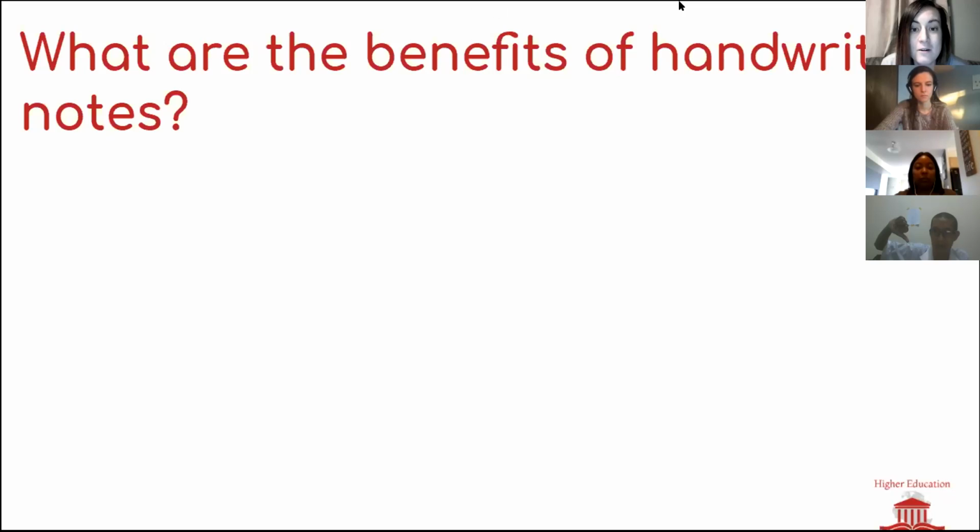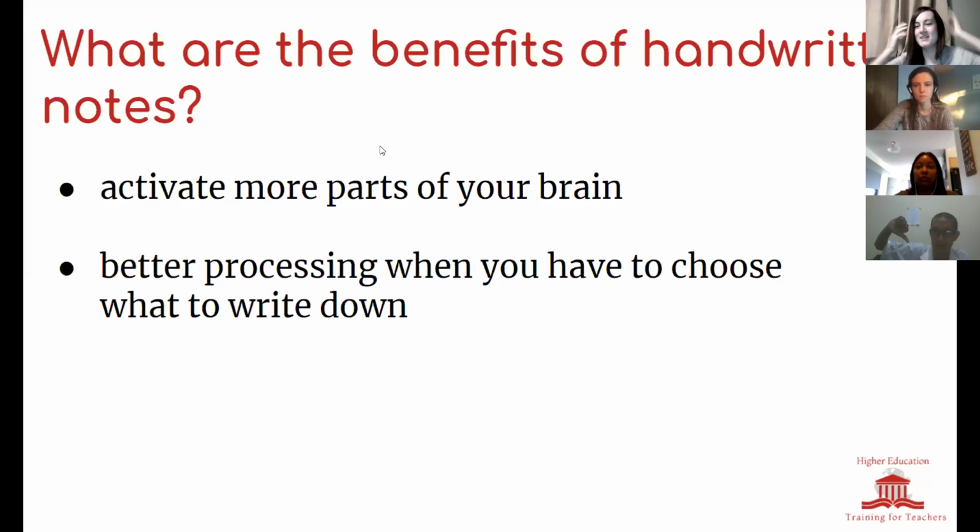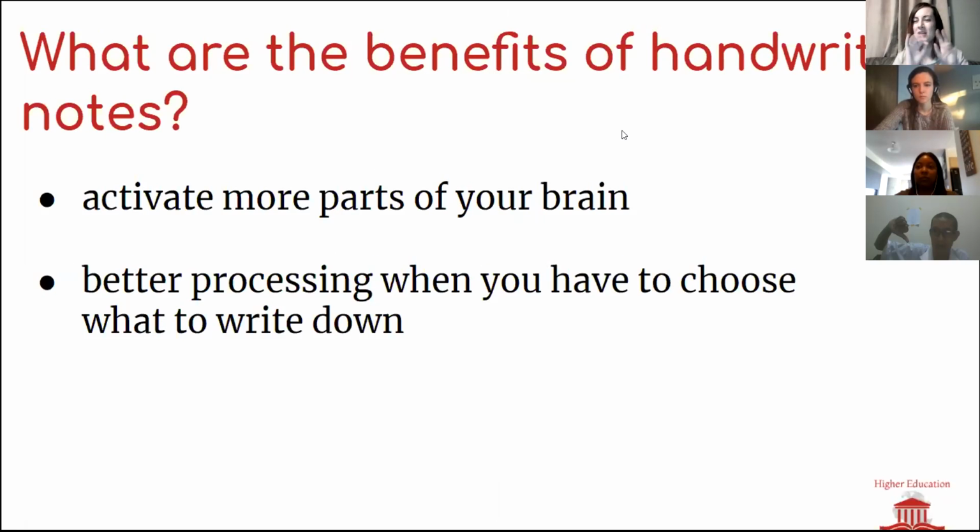Better retention? Maybe you remember it better than typing? Can see clearly? Remember ideas more, easy to copy down. Yeah. So it activates more parts of your brain because you're thinking about it more, because you're actually writing it down. Better processing when you have to choose what to write down. So sometimes when you're typing, you're not thinking about it as much, but you're choosing the material a little bit more when you have to write it by hand.